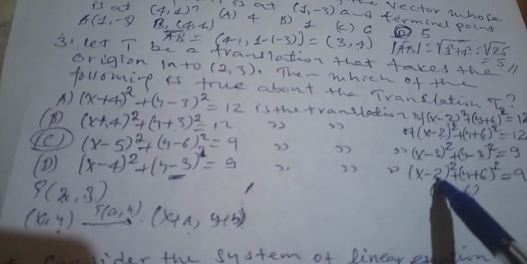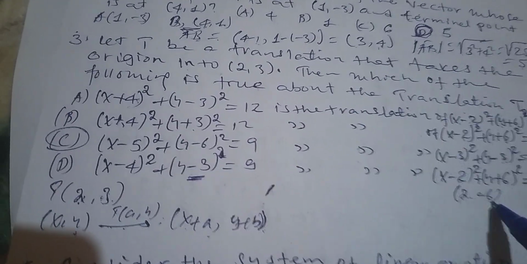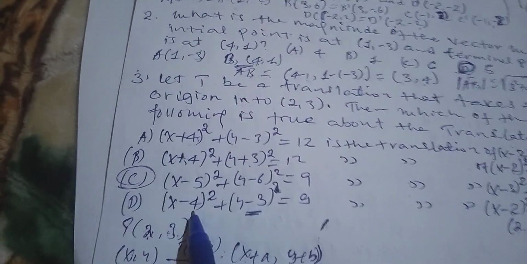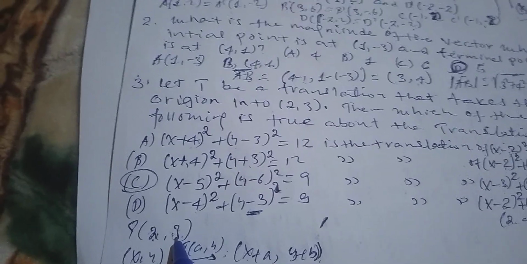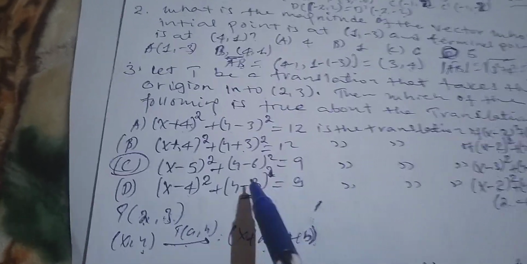Check D. Look, the center is (2, -6). 2 plus 2 is 4, so x minus 4 whole squared. Okay, right. This one is minus 6, and minus 6 plus 3 is minus 3. So it should be y plus 3, not y minus 3. So D is also false. So the answer is C. Go to question number 4.